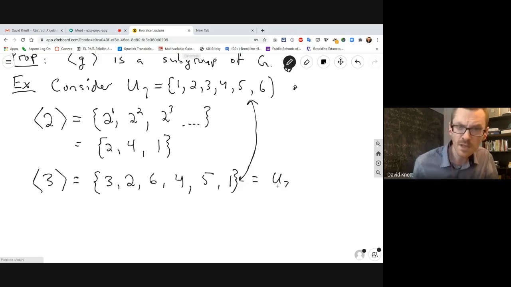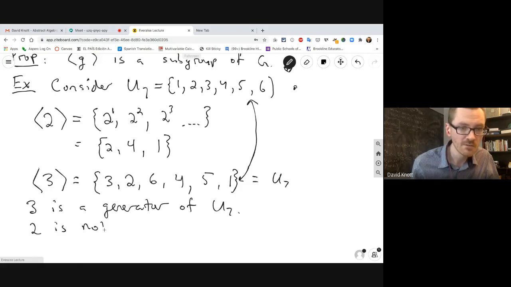That's actually okay. But what I want to draw your attention to is that something very interesting happened with these 2 elements, okay? This element here, 2, we looked at the subgroup generated by 2, and we did not get the entire group, right? We just got like half of it, okay? 2, 4, and 1. This element here, 3, we looked at the subgroup generated by 3, and we, in fact, got all of the group, right? We recovered the entire thing. And so the language that we use to describe this situation is that 3 is a generator. 3 is a generator of U7, right? Because if you look at all of its powers, it gives you the entire group. But 2 is not.